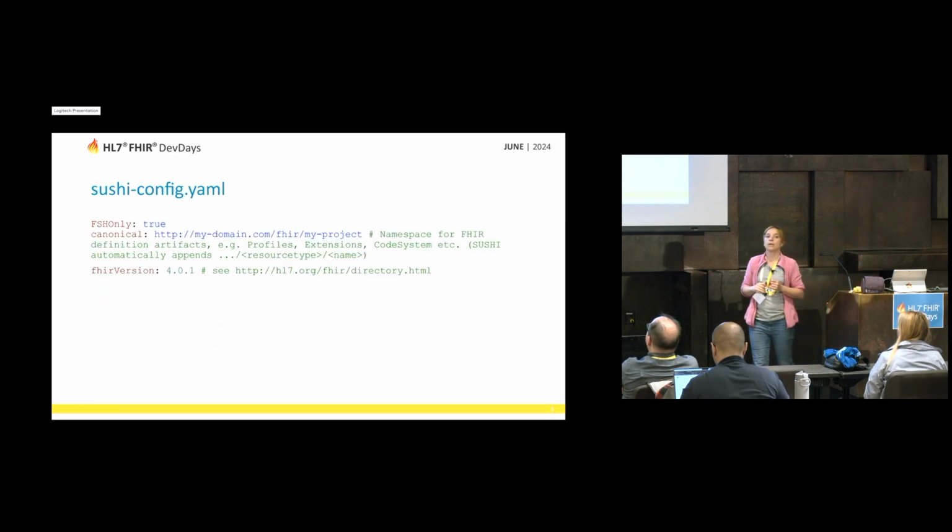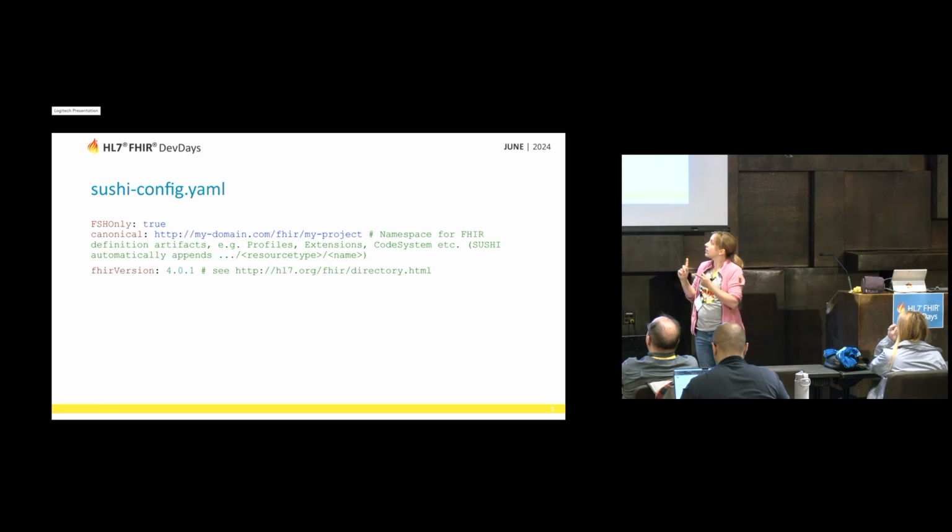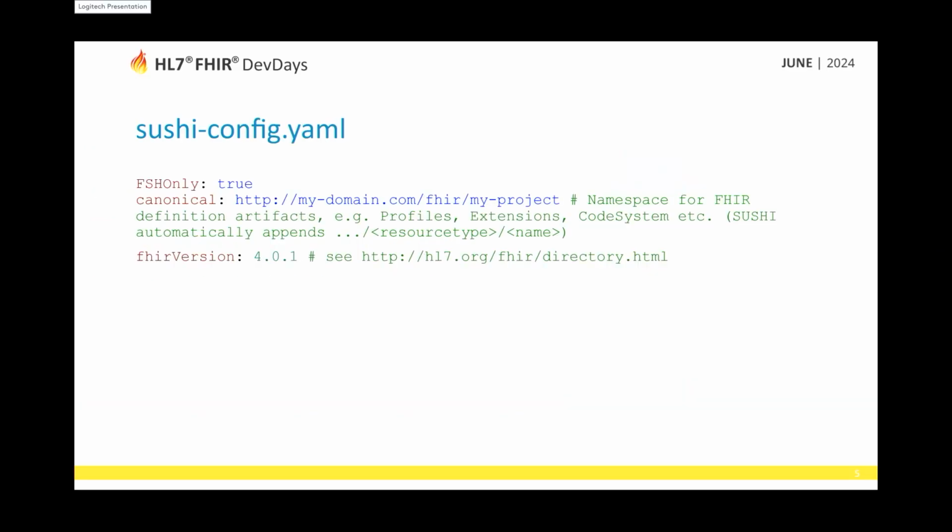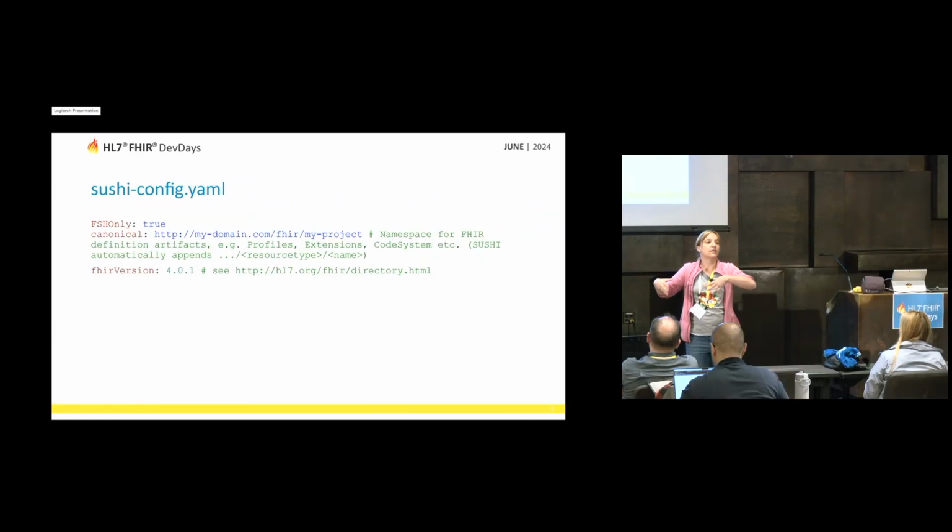First of all, we're going to set the FSHOnly option to true. By using this option, we are basically deactivating the IG publisher part of this tool. Because if we want to use the IG publisher, we have to do a lot more configuration here, because we're also configuring the IG publisher. But we're not going to do that. We only want to run the SUSHI compiler. So by setting FSHOnly to true, we can save a lot of time setting up configuration that we're not actually using.